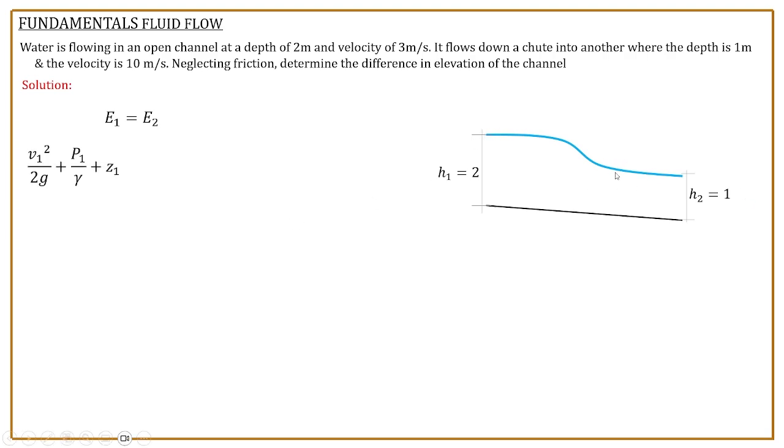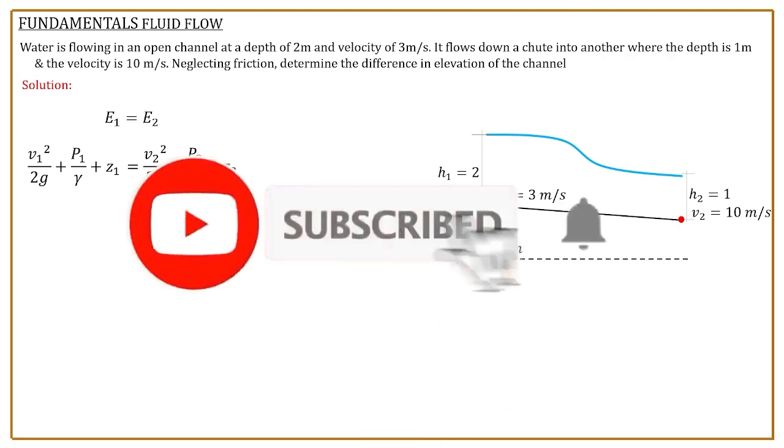We have velocity head 1 plus pressure head 1 plus elevation head 1 equals velocity head 2 plus pressure head 2 plus elevation head 2. Remember, we have no head loss here because this is E1 equals E2. We neglect our friction. This is our velocity 1, 3 meters per second, and this is our velocity 2 of 10 meters per second. So, let's set a datum line.